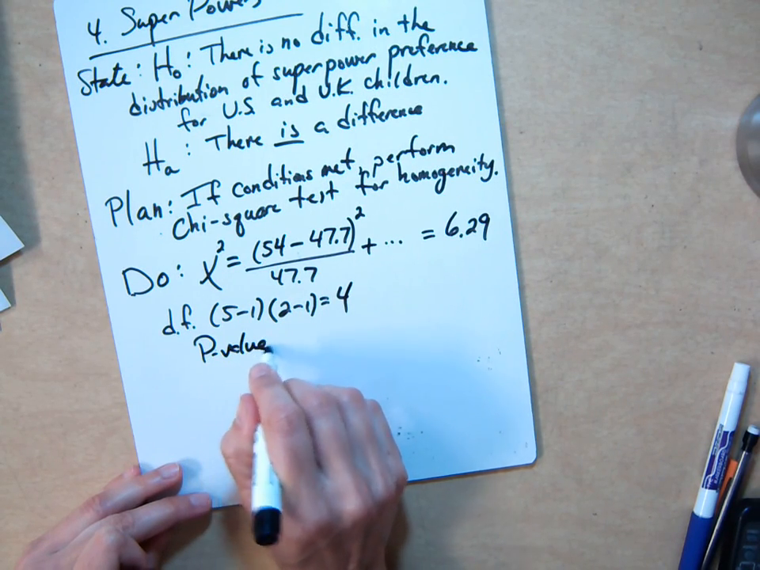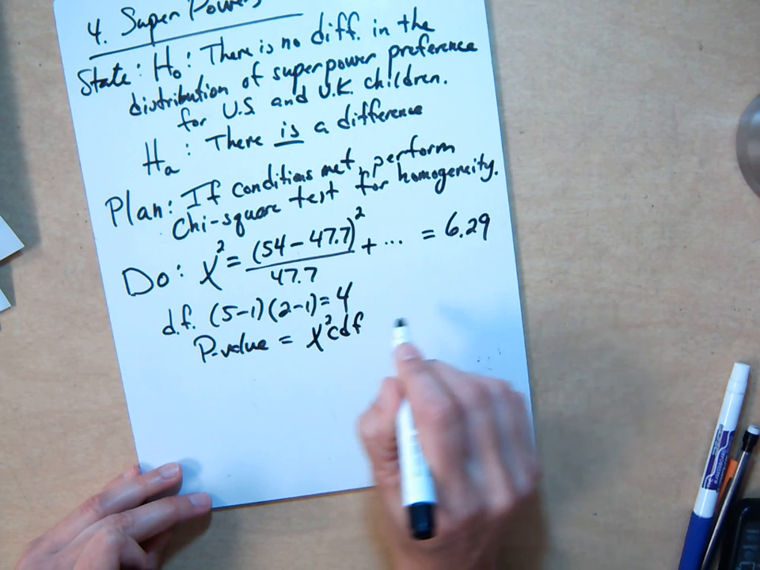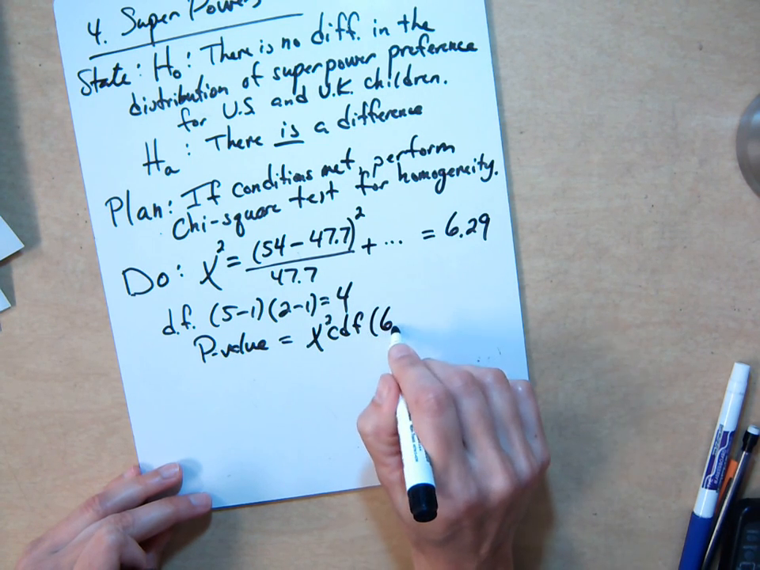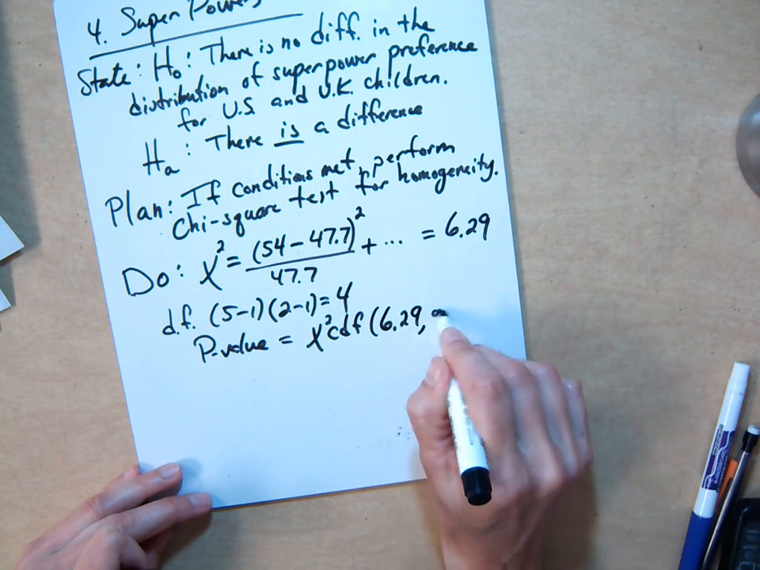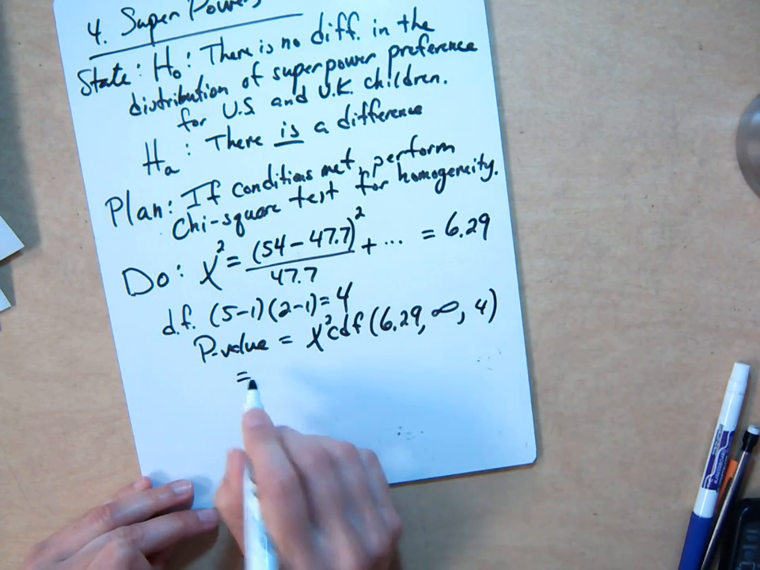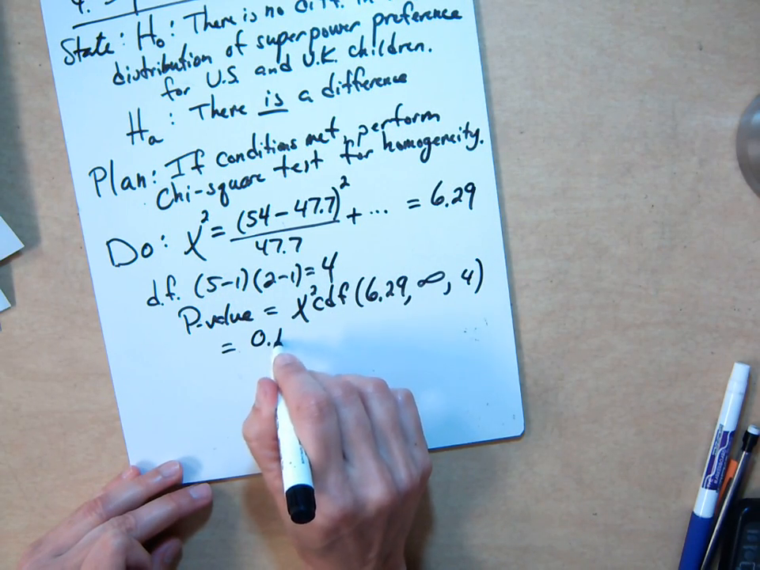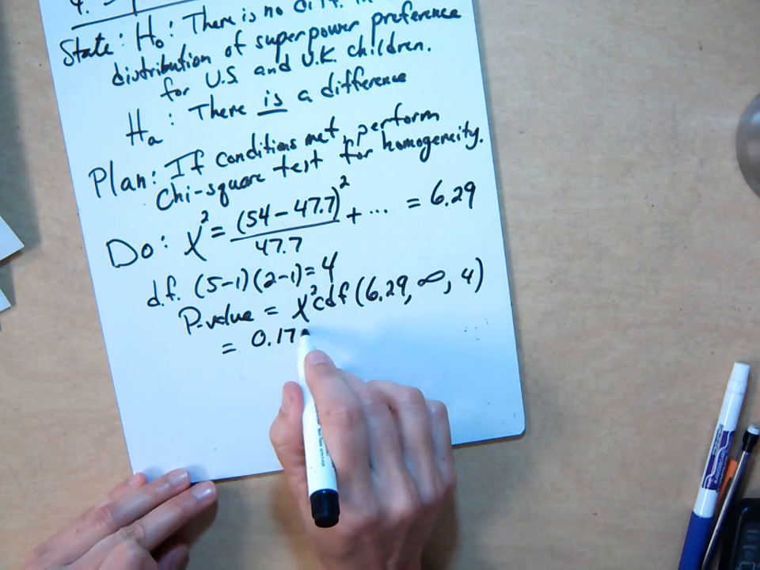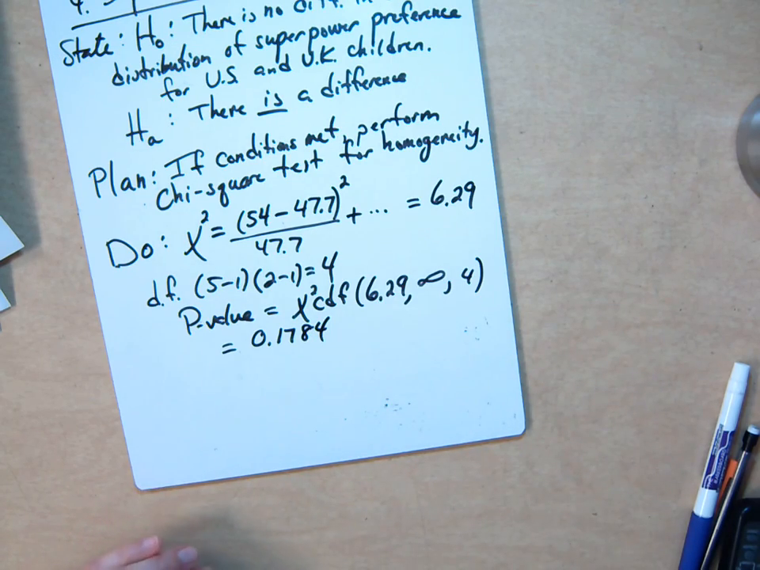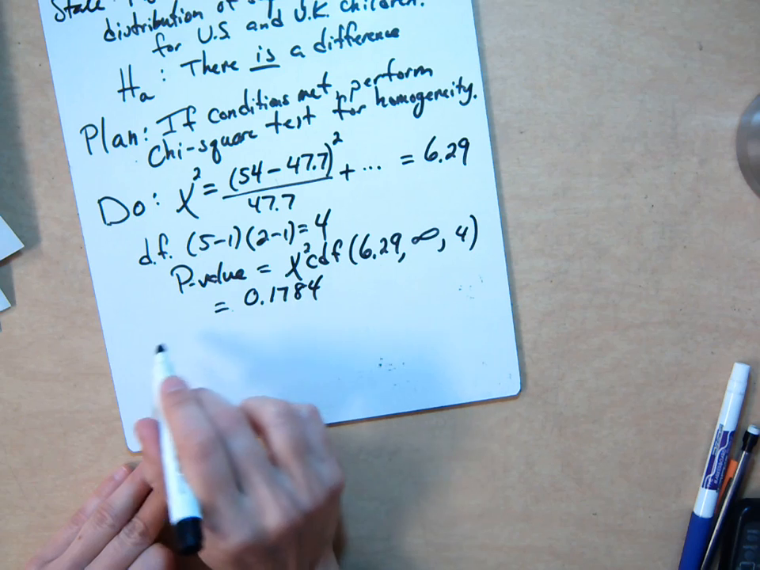So your p-value is, on your calculator, chi-squared CDF, 6.29 to a big number, and your degrees of freedom are 4. So you should get 0.1784. So we definitely fail to reject. That is a big p-value.